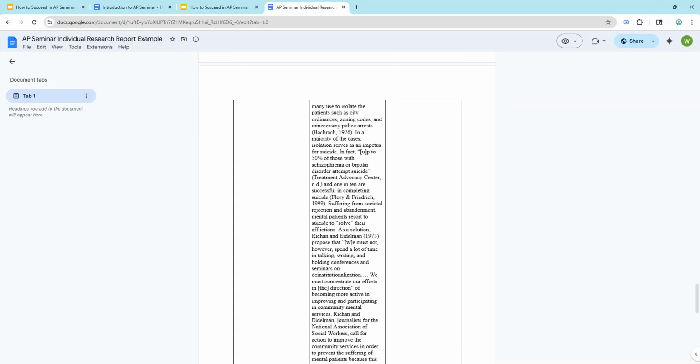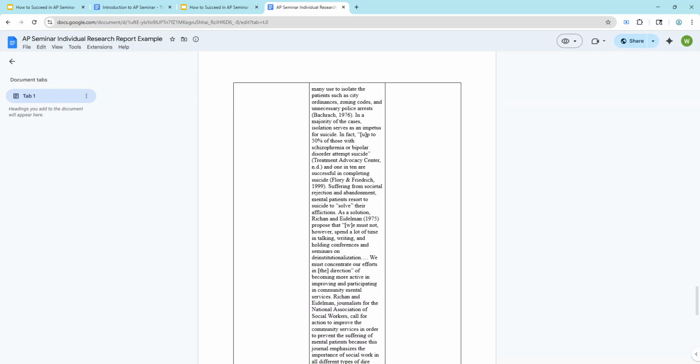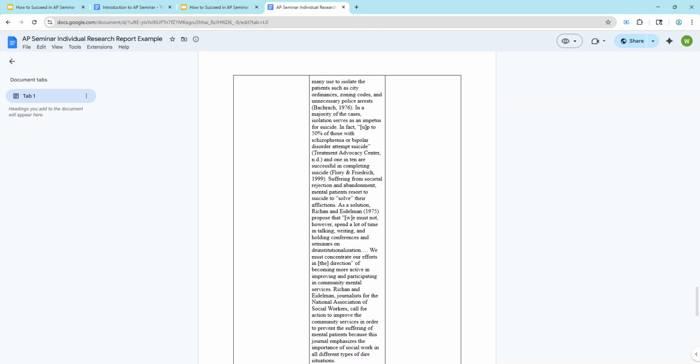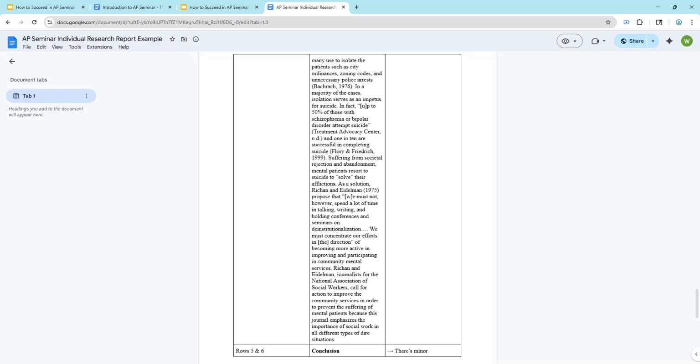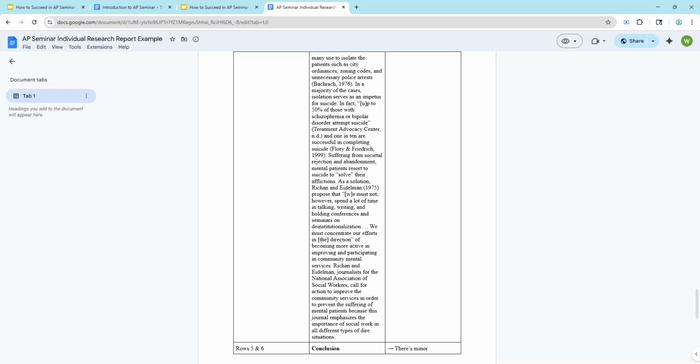Richard and Edelman, journalists for the National Association of Social Workers, call for the action to improve the community services in order to prevent the suffering of mental patients because this journal emphasizes the importance of social work in all different types of dire situations.